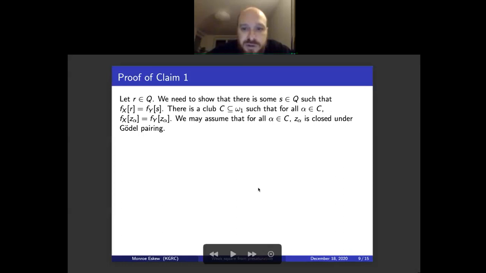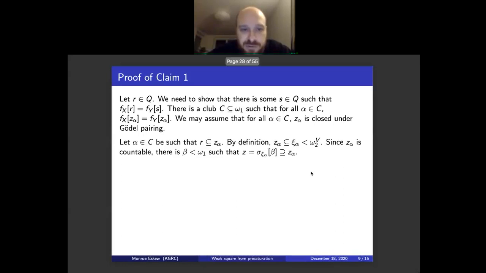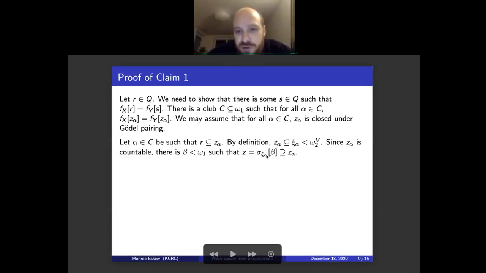And since it's a club, we can assume that each of these Z alphas is closed under the good old pairing function. Remember these Z alphas are unbounded, and so they cover omega 2 of V. Since that has uncountable cofinality, some Z alpha is going to cover the set R that we started with. Now remember Z alpha was a union of images like this, but indexed below C alpha. We still get that Z alpha is a subset of some ordinal C alpha less than omega 2 of V, and Z alpha is still a countable set according to M.